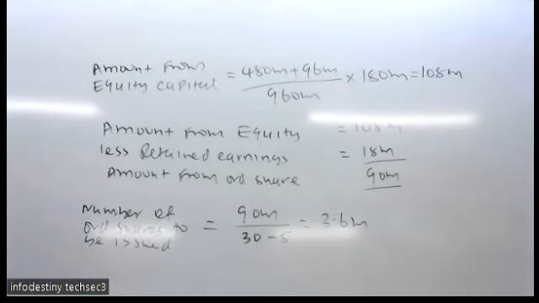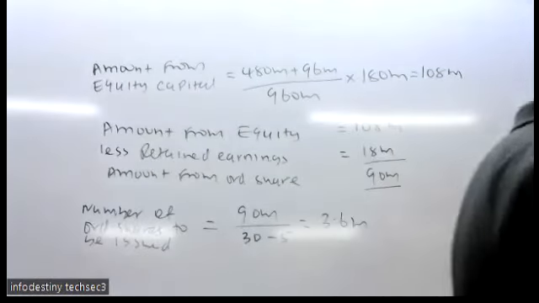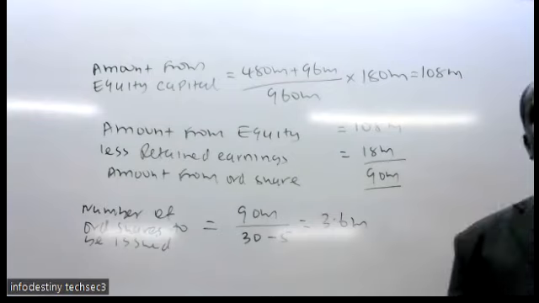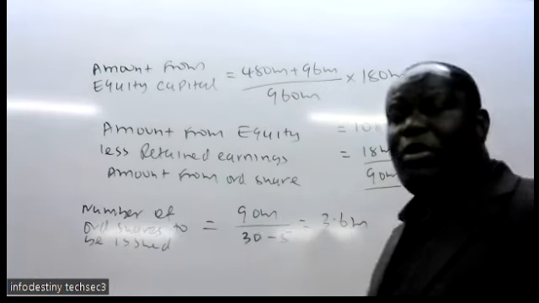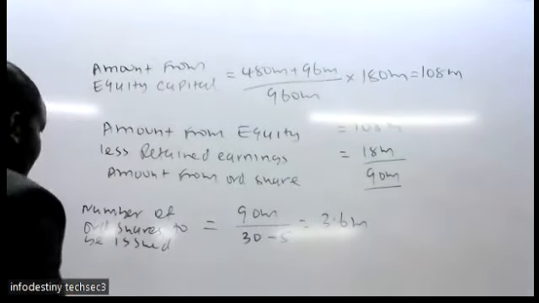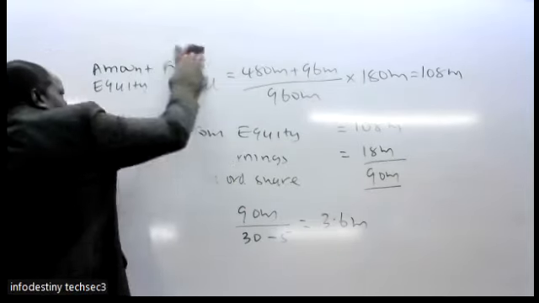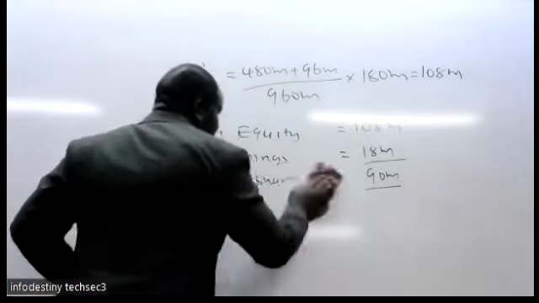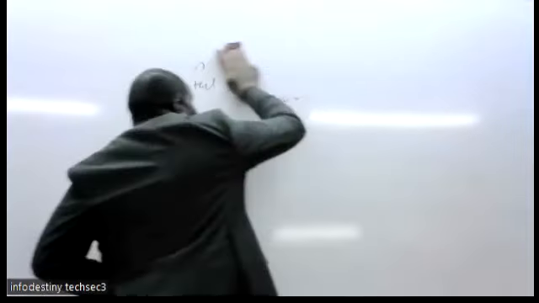Finally, we go to Roman letter three, where they want you to calculate the weighted marginal cost of capital. This time, there are only three sources of finance: retained earnings, ordinary shares, and the 10% debt. So we only compute those three items to get the weighted marginal cost of capital. We start by calculating the cost of the retained earnings.